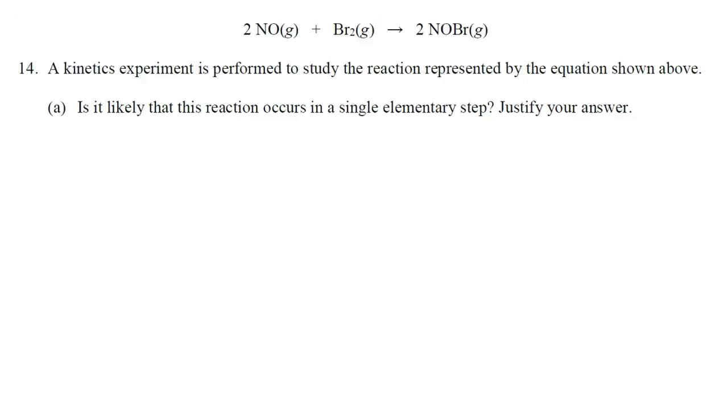A kinetics experiment is performed to study the reaction represented by the equation shown above. Part A. Is it likely that this reaction occurs in a single elementary step? Justify your answer. So if this were a single elementary step, that would mean that two molecules of nitrogen monoxide, or NO, would have to collide with one molecule of bromine, or Br2, in a single collision.